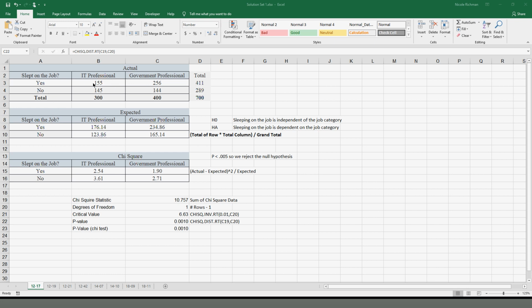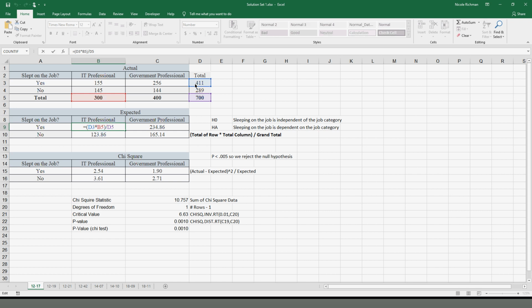So we actually take our data table and we copy it 3 times. Or we copy it 2 more times, and we start with our actual data. So this is the data that was actually provided in the problem. And the first thing we're going to do is total all the yeses and all the nos, and then get a total of the total number of people surveyed. Then we're going to take a look at, of these proportions of the total, what would be our expected value for each job category, yes and no.